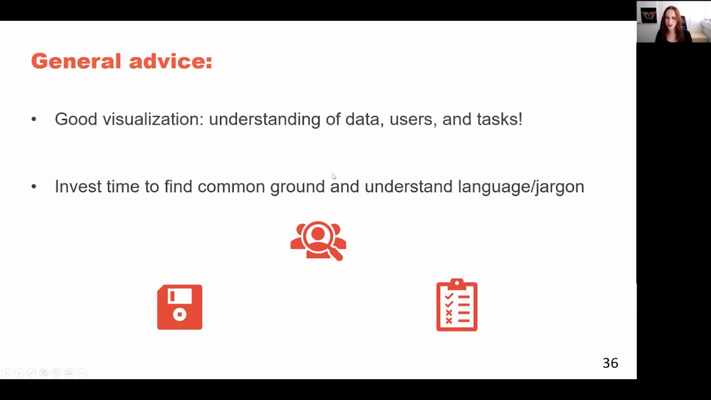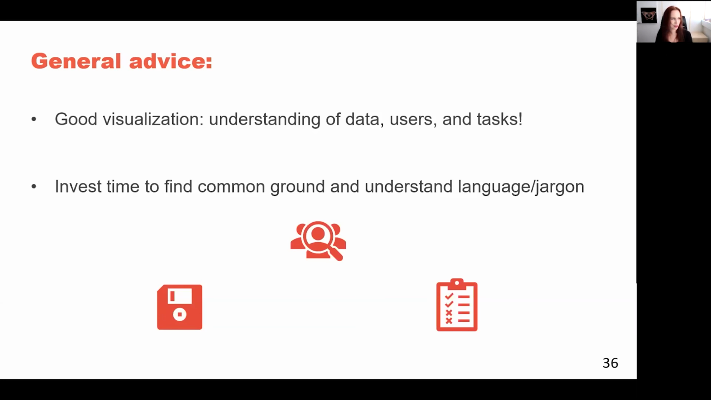In general, when you want to do a good visualization, it requires a thorough understanding of the data that you're working with, which is a bit of what we already talked about, but also the users, like who do you intend to use your visualization, and also the task, what should you support with your visualization.